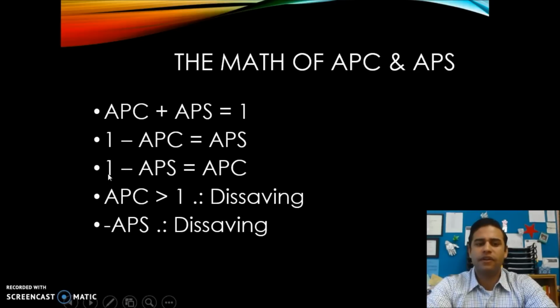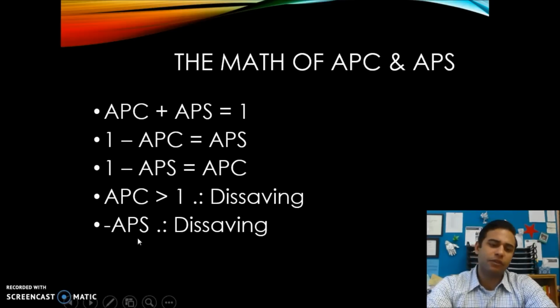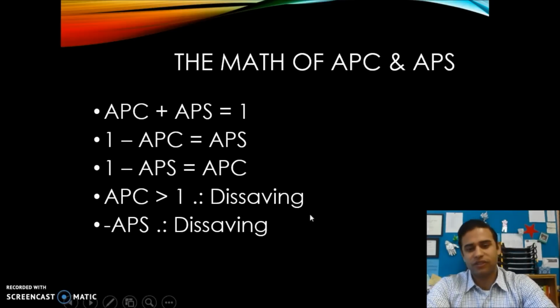If I know the average propensity to save, I can subtract that from 1, and I get the average propensity to consume. The average propensity to consume, if it's greater than 1, that's dissaving. And if the average propensity to save is negative, that's also dissaving.